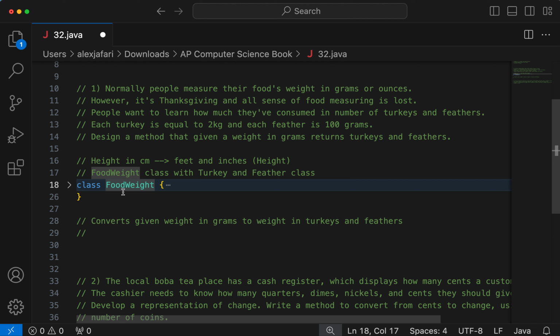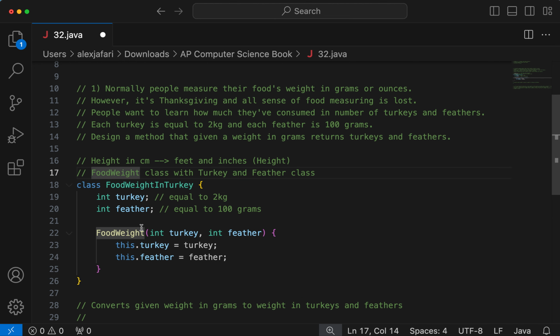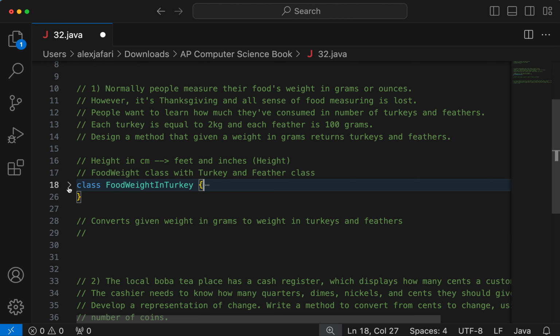So we should rename this class because of turkey. Let's call it food weight in turkey. Okay. So we're going to take in the weight in grams, right? Exactly. So it's going to be an int. And what's the output? It's also going to be an int, because it's going to be the number of turkeys and feathers.